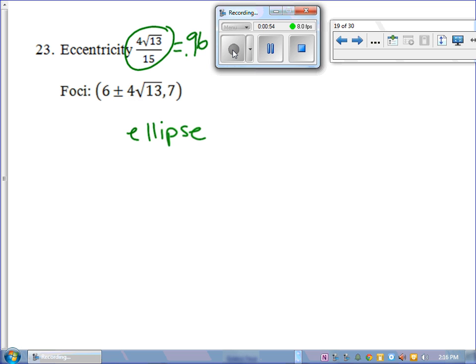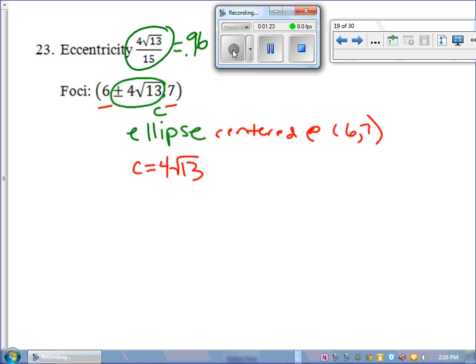We're also given the foci. And from the foci, we know that the foci are changed from the center. So the value that's changing is C, and the values that you're adding that to become the center. So the center of this ellipse is 6, 7. And then we can also see that the C value is 4 radical 13. We can also see that from the eccentricity, because eccentricity is C over A. So we also see here C is 4 radical 13.